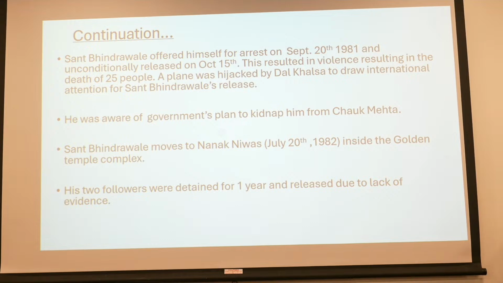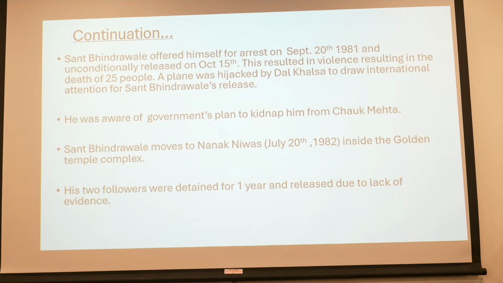Sant Jarnail Singh offered himself for arrest. He was kept under house arrest in a place in Amritsar and then released unconditionally because they couldn't prove any charges. They didn't have any case against him. Two of his associates were kept in jail for 1 year and then released. No charges could be proven.